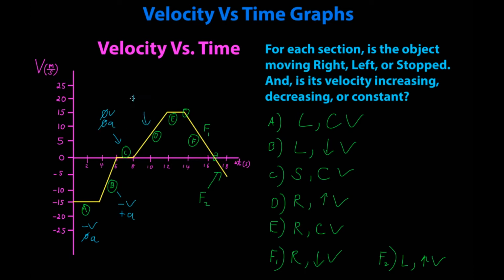For D, I have a positive velocity and a positive acceleration. Since they're both positive, the object is speeding up. For E, I have a positive velocity and 0 acceleration, so the velocity is not changing.